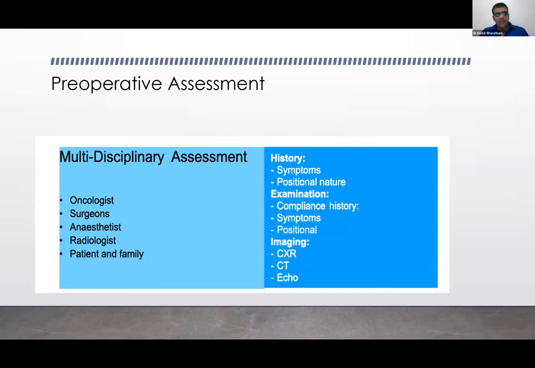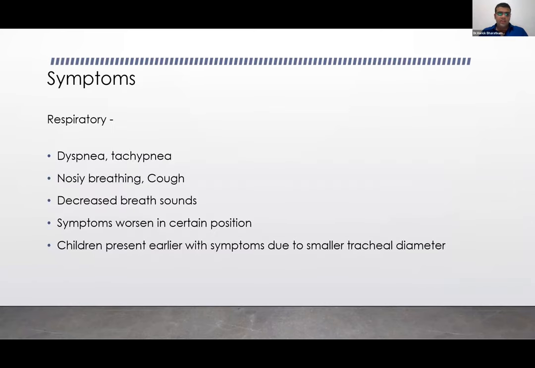Then coming to preoperative assessment, I think Dr. Venkatam has covered the majority of it, considering all the symptoms which we look for, the examination and everything. So I'll just brush through it. The respiratory symptoms which we look for are dyspnea, tachypnea, noisy breathing, cough, decreased breath sounds. Usually if the mass is large and in the anterior mediastinum, the symptoms would probably worsen in a certain position.